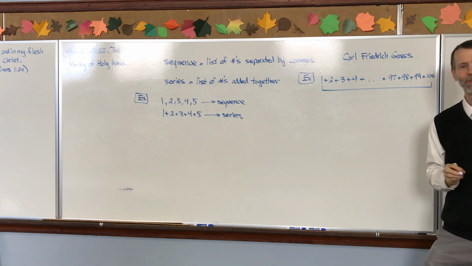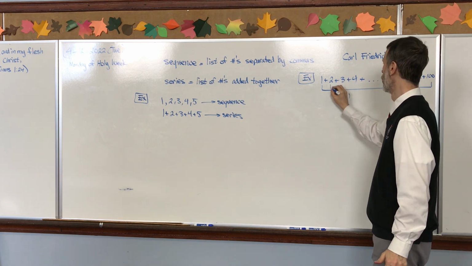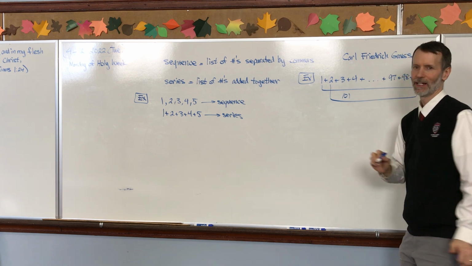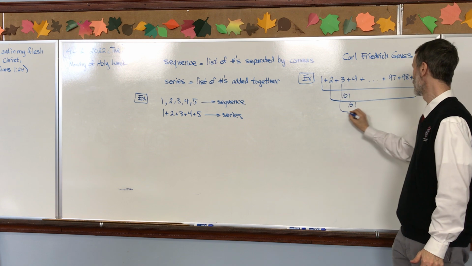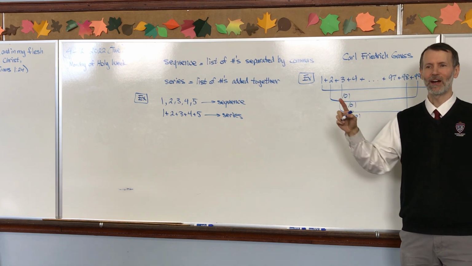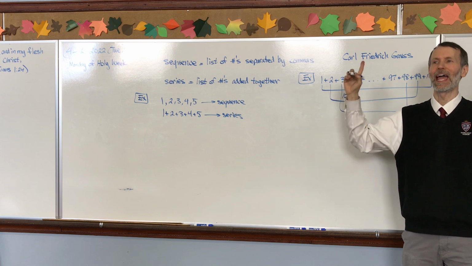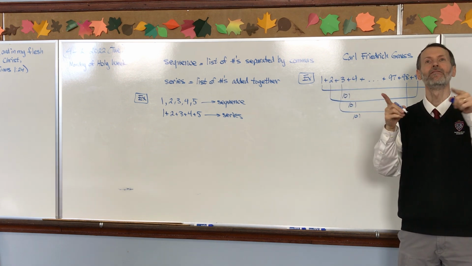Add the first and last numbers, what do you get? 101. What's 2 plus 99? 101. What's 3 plus 98? 101. Every pair, beginning and end, adds up to 101 every single time. Question: with 100 numbers, how many pairs? 50.